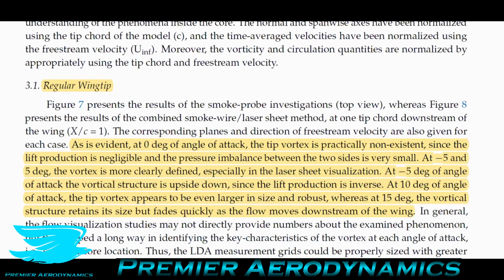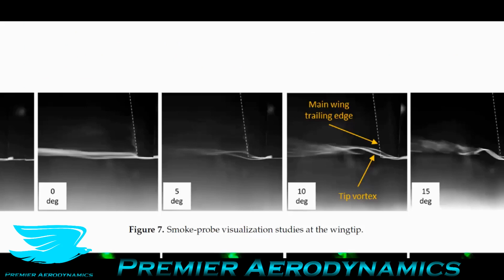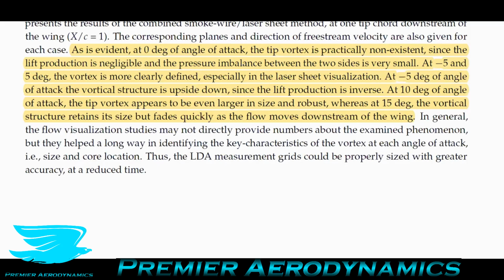So going to the results, they say for the regular wingtip, at 0 degrees angle of attack, the tip vortex is practically non-existent. This is because the lift production is almost negligible. I looked up this wing, and at this angle of attack, 0 degrees, and at a Reynolds number of 50,000 instead of 33,000, it said that the lift generation was negative a little bit. It was like minus 0.2 or something, so it's not that much, but it's still a little bit. So I don't know why there wasn't any lift being produced here.